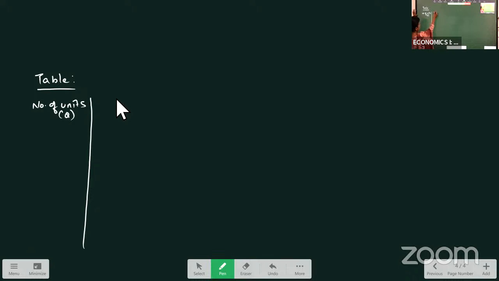Right. So, first we will be doing the table. Side by side, you can do that one. In table, what I am writing? Number of units. That means our quantity. Then total utility. Total utility is what? The total satisfaction derived by all the commodities. Means how much we are consuming. From that, how much total utility.